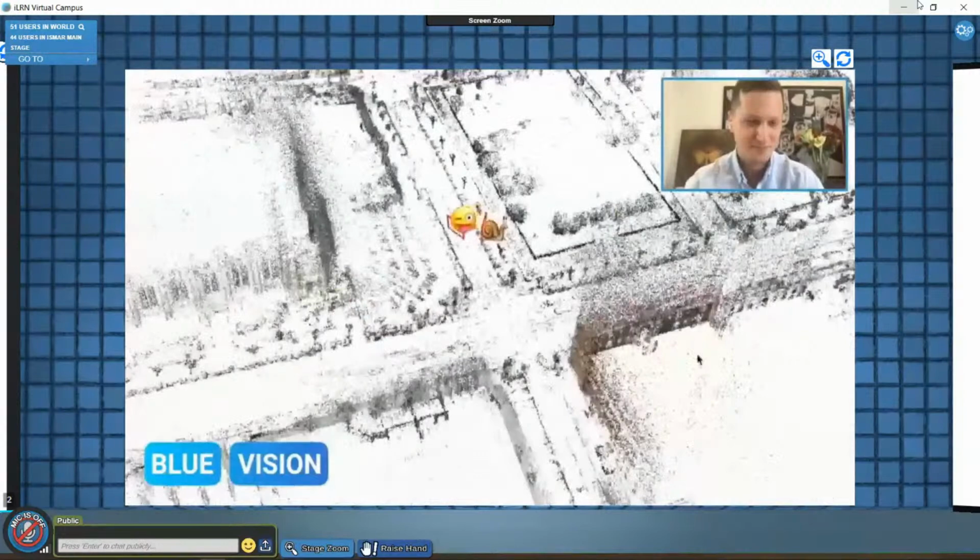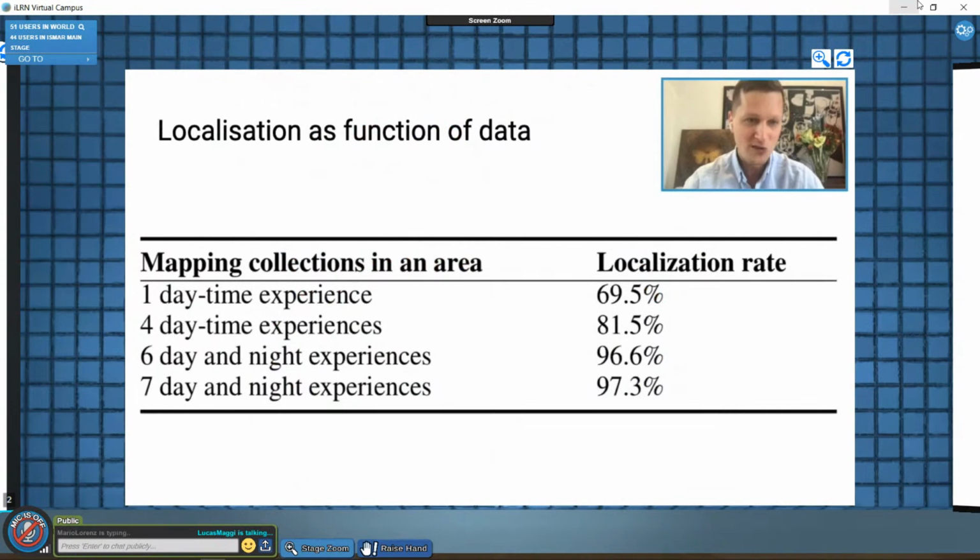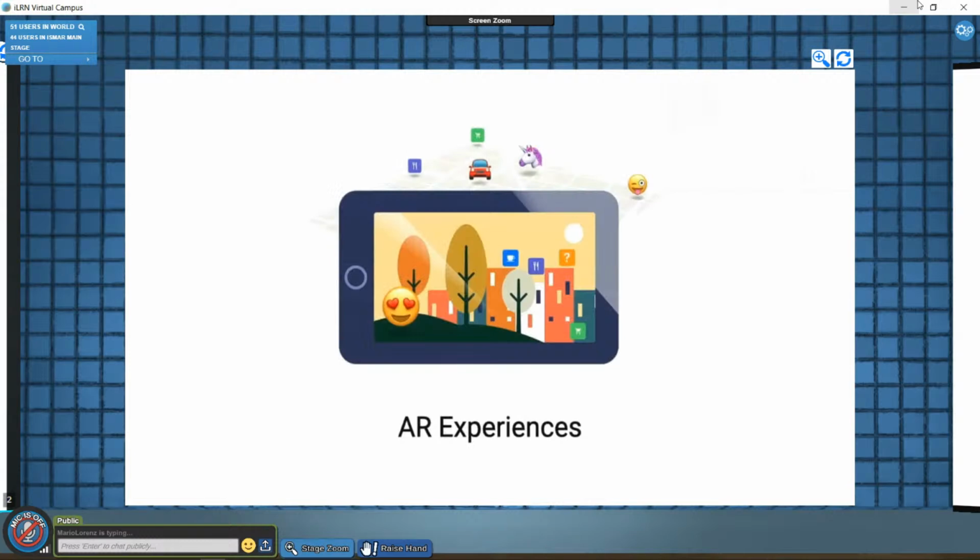Here you can see comparison between localization accuracy of the proposed visual localization in blue and GPS in red when walking down the street. The visual positioning system is significantly more accurate than GPS, and this is necessary for smooth augmented reality experience. We also observed that the performance of the system improves just by collecting more data to build the map. This creates a simple procedure. If you want to improve the performance of the system, we just need to collect more data to build the map. Let's look again at some of the experiences possible to be built using the proposed system.